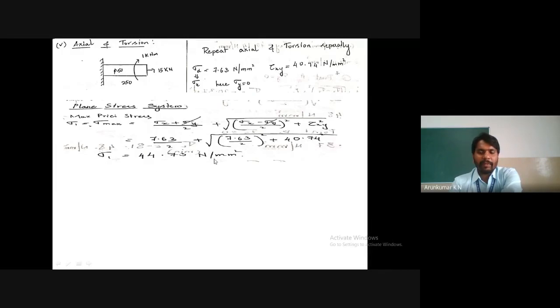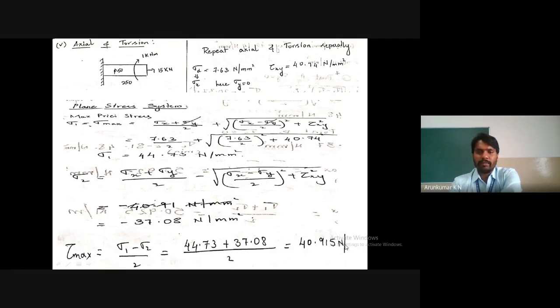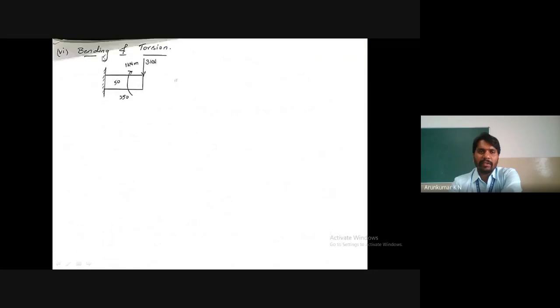You are getting the maximum principal stress. To find the minimum, simply take the negative, other parameters remaining the same. So it will be minus 37.08 Newton per mm square. Sigma 1 and sigma 2 are found. Lastly, tau maximum is the difference between these two divided by 2. Sigma 1 minus sigma 2 by 2 will give the maximum shear stress, in Newton per mm square. Yes, that completes the fifth case. The axial and bending is over, axial and torsion is done. Lastly, bending and torsion. Is it clear?